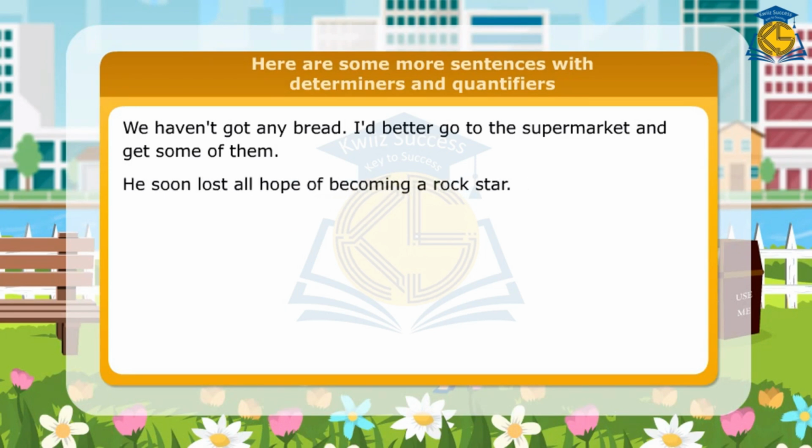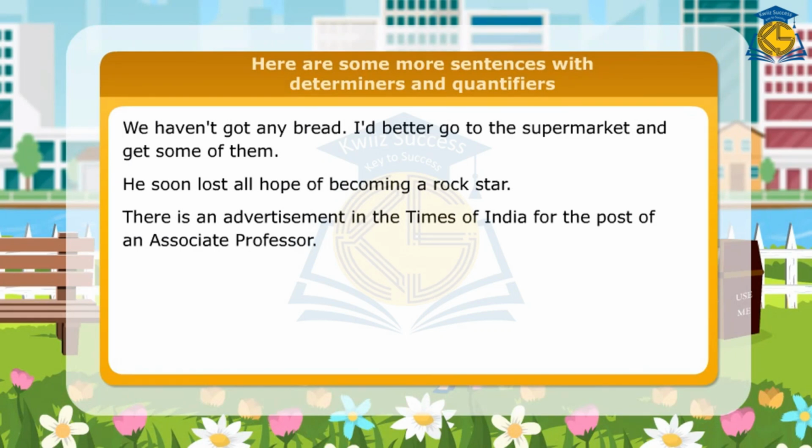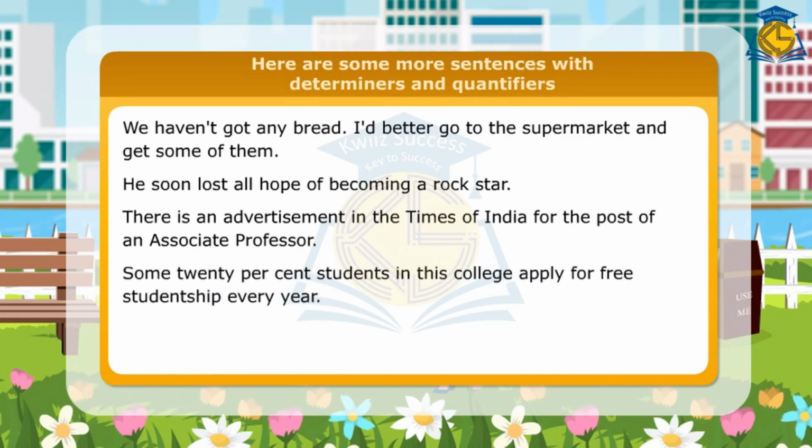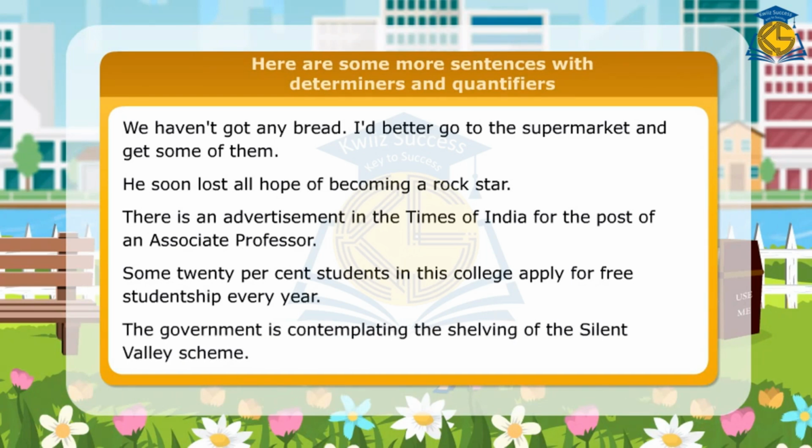He soon lost all hope of becoming a rock star. There is an advertisement in the Times of India for the post of an associate professor. Some 20% students in the college apply for free studentship every year. The government is contemplating the shelving of the Silent Valley scheme.